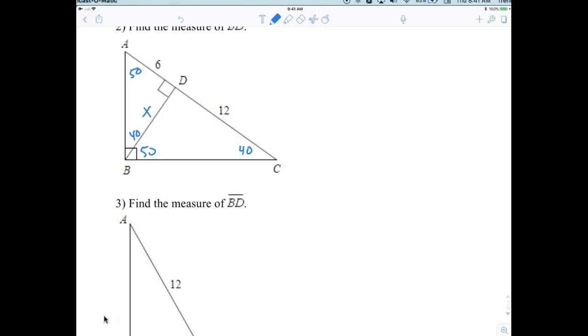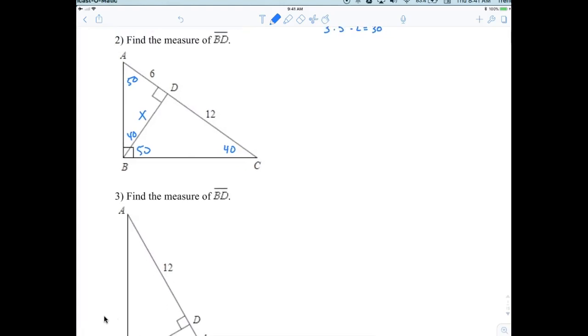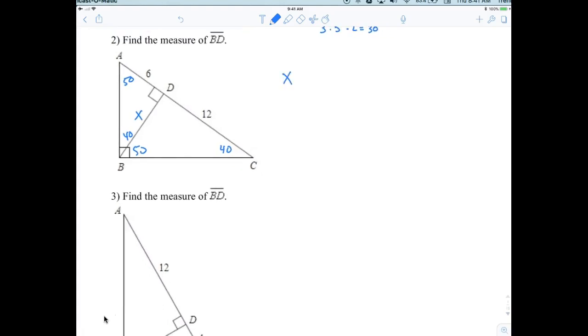But the other thing I want to try to stress to you right now is the altitude is what they're referring to when they are asking you about the geometric mean. But in this situation, you would just say what? X over 6 is equal to, I think it's 12 over X, isn't it? Because X is the long leg and 6 is the short leg. Everybody see that? Very important.